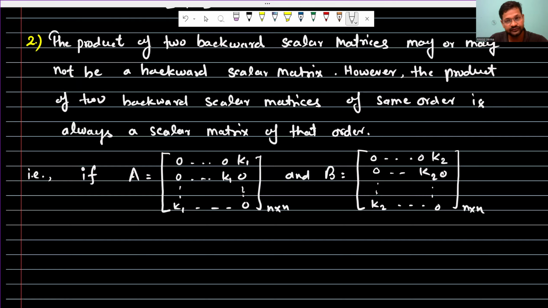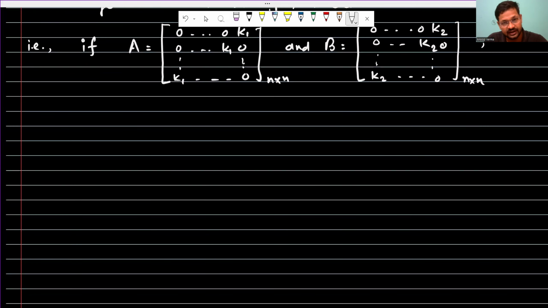Now let's take the product of them and see what type of matrix we get. Basically that will be a scalar matrix. So how will we get that scalar matrix, let us see. Then this AB will be equal to, pay attention, we take the first row of the first matrix. The first row has 0, 0, 0 up to k1, which will multiply with the first column and then the second column, and in this way we will multiply. When 0, 0, 0, k1 multiplies with the first column, we get k1 multiplied by k2. So the element here is k1 multiplied by k2.